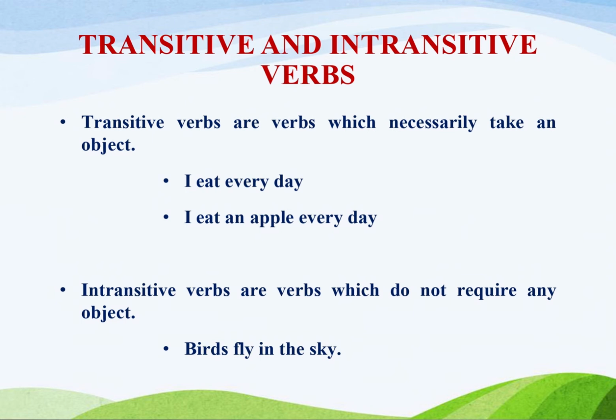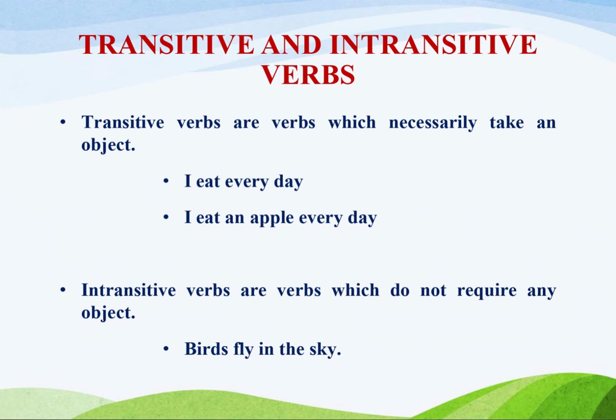Transitive verbs are verbs which necessarily take an object. For example, I speak two sentences. I eat every day. The next, I eat an apple every day. Now, if we go through the first sentence, I eat every day seems to be incomplete until we write, what do we eat? I eat an apple. So, I eat an apple every day forms a complete sentence. So, eat here is a transitive verb because it has an object.